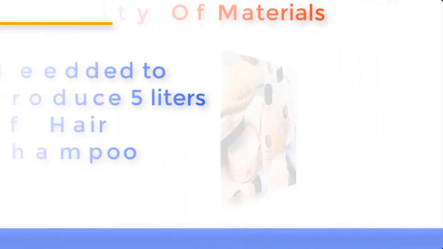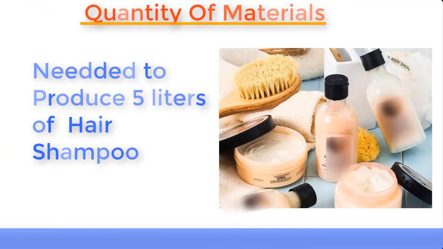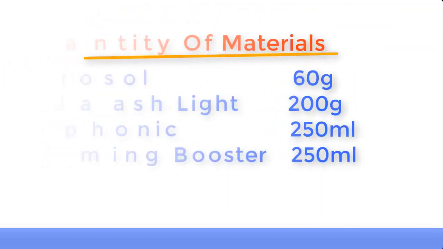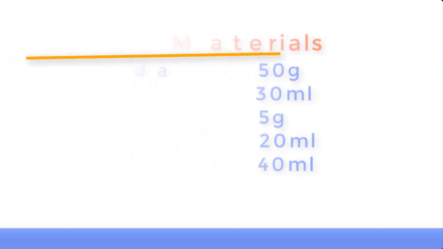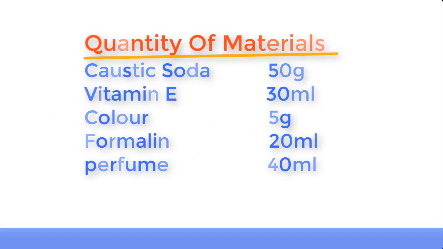Now let's go through the quantity of materials needed to produce about 5 liters of hair shampoo. Nitrosol 60 gram, soda ash light 200 gram, sulfonic acid 250 ml, foaming booster 250 ml, caustic soda 50 gram, vitamin E 30 ml, color 5 gram, formalin 20 ml, and perfume 40 ml. Now let me show you these chemicals one by one and then we go into the mixing properly.